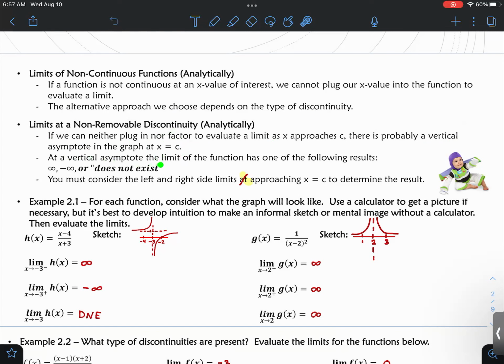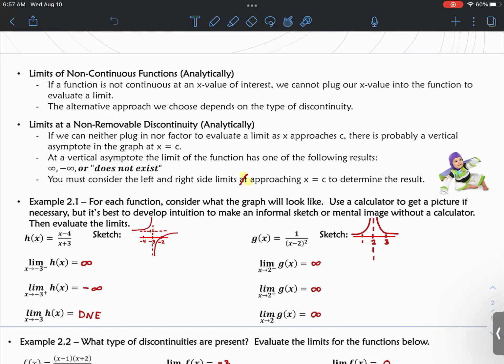At a vertical asymptote, the limit is going to be one of these three results. Either you're going to say the function goes to infinity, it goes to negative infinity, or perhaps we say it does not exist. To figure out which of those is correct, you do have to consider what's happening from both the left and right sides.